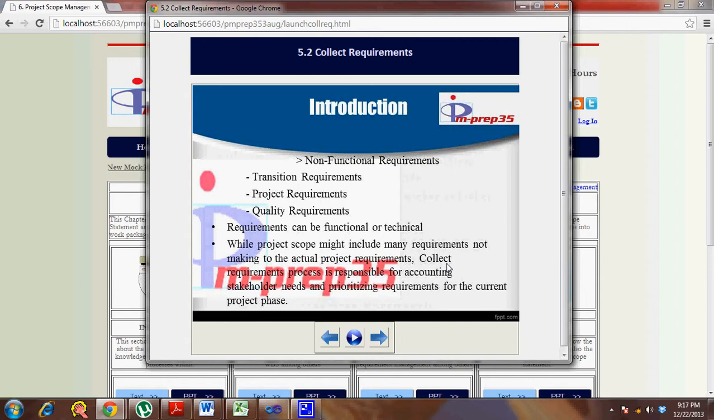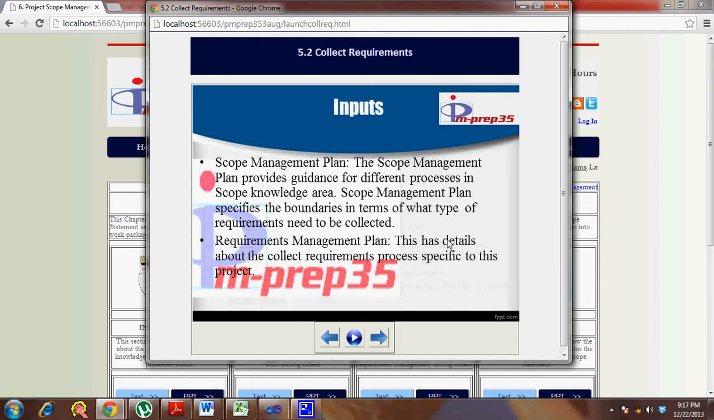While project scope might include many requirements not making it to the actual project requirements, the collect requirements process is responsible for accounting for stakeholder needs and prioritizing requirements for the current project phase. So it just prioritizes requirements. It is based on this that the product scope is defined in the define scope process.